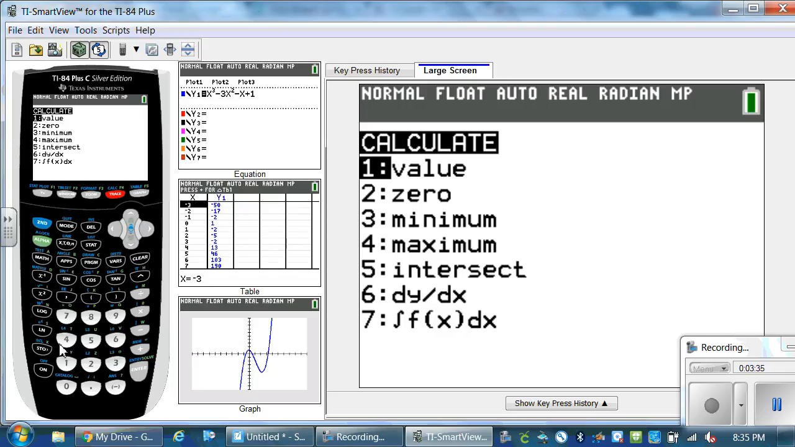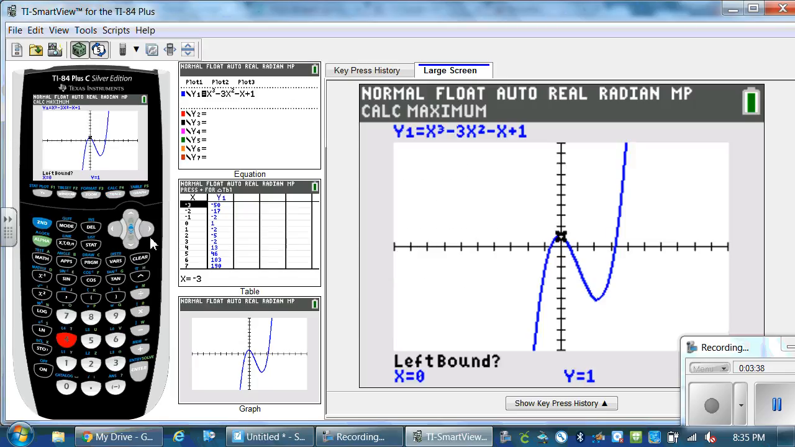I'm going to choose second trace, and then I'll choose 4. I need a left bound, so I need to go to the left of that maximum point. Then it says right bound, question mark. I'm going to go to the right of that maximum point. So I've made a left bound and a right bound. Now it says guess. I just push enter one more time. I've got a maximum of, I'm going to call it, 1.08 when x is negative 0.15.